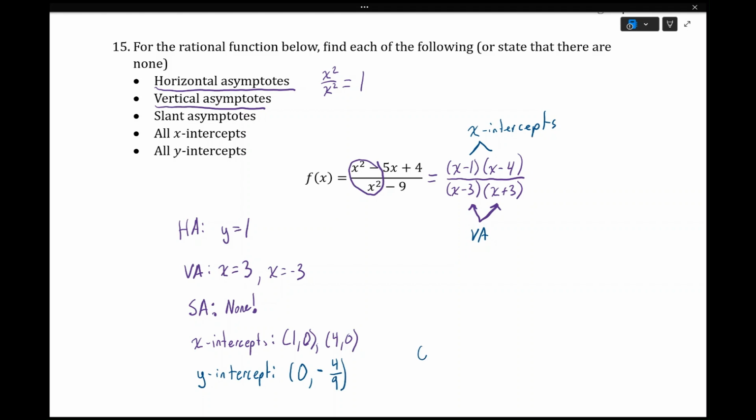And just to reiterate, that's because if I put 0 in for x, I get 0 squared minus 5 times 0 plus 4 over 0 squared minus 9. 0 times anything is 0, so this just turns into 4 over negative 9.